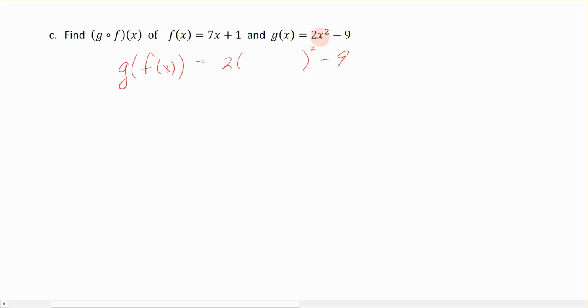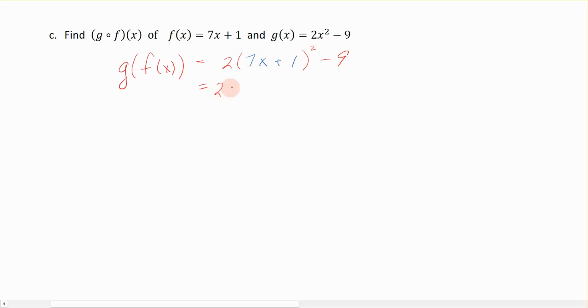Everywhere there is an x, I am going to replace it with f of x. So it's the 7x plus 1 that gets substituted inside of this set of parentheses, because I am evaluating the g of x function using f of x when I compose g of f of x. Okay, so now we're just going to do some algebra. First, the order of operations tells me I need to simplify this part that's raised to the exponent.